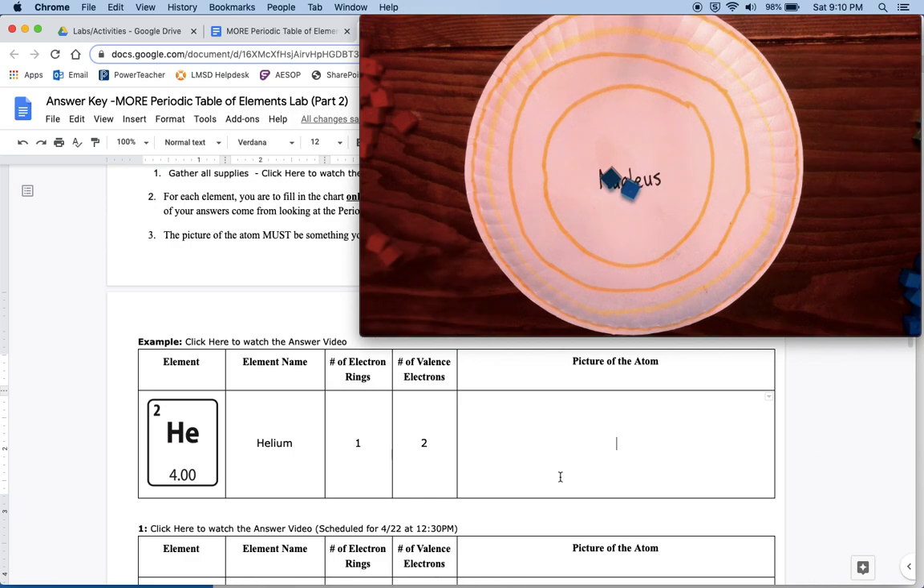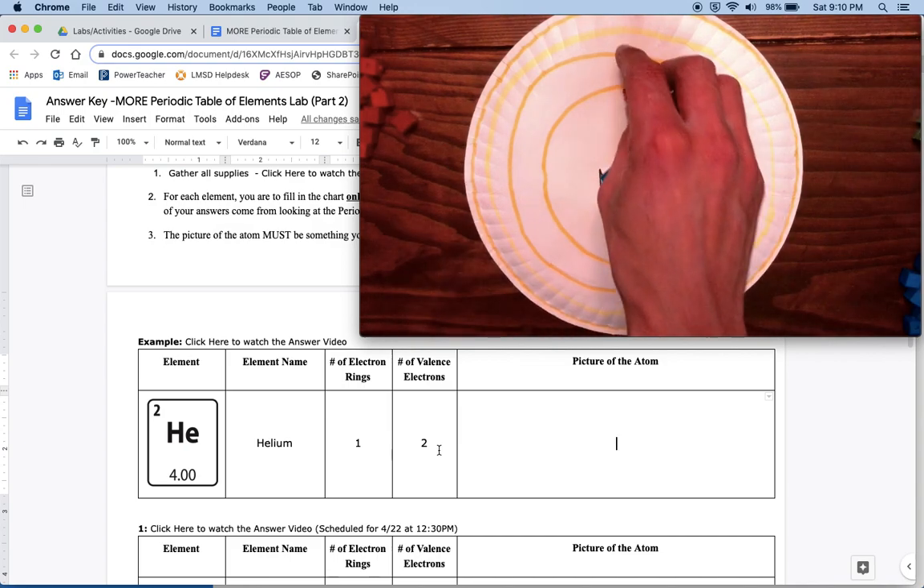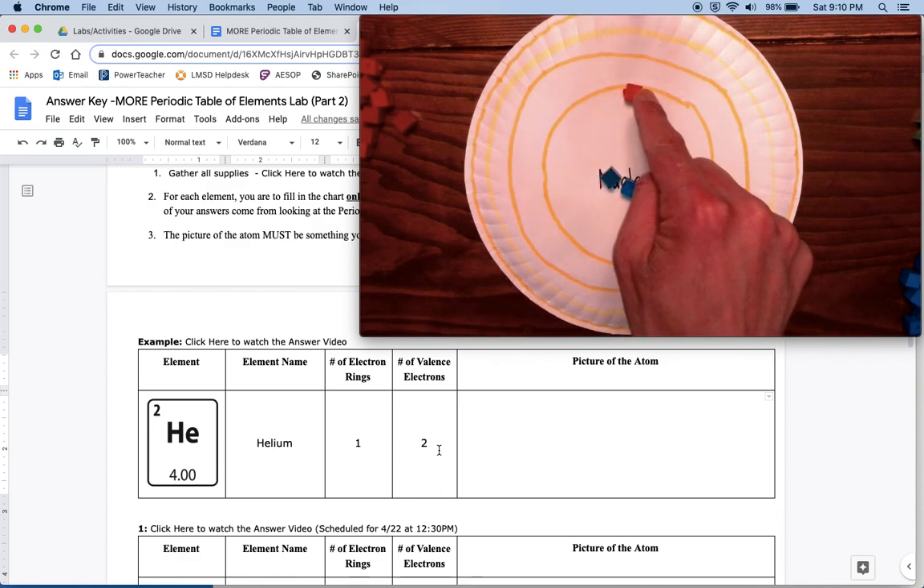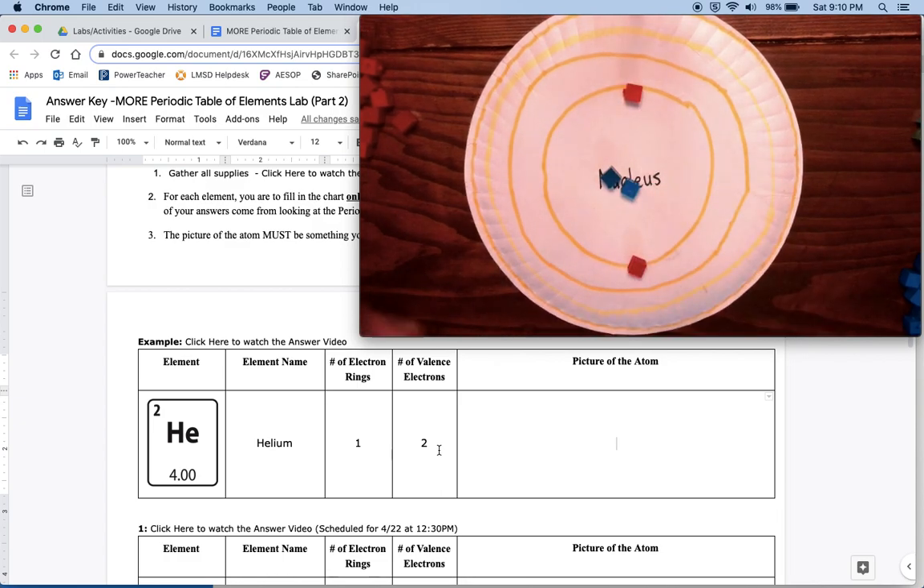Now, since I wrote that it has 1 electron ring and it has 2 valence electrons, these 2 electrons must go in the very first ring. And since there's only 1 ring, it's got only 2 valence electrons. Remember, valence electrons means the electrons in the outermost ring.